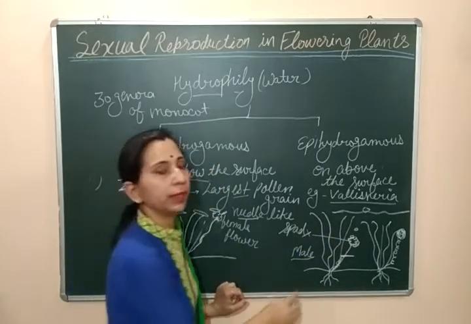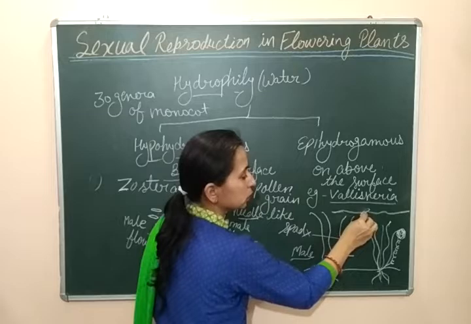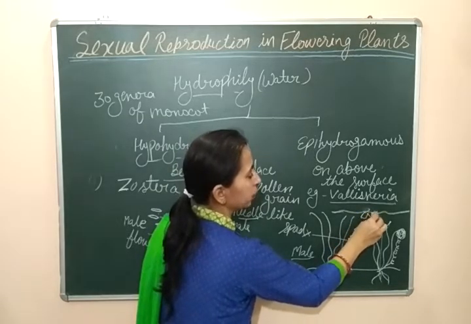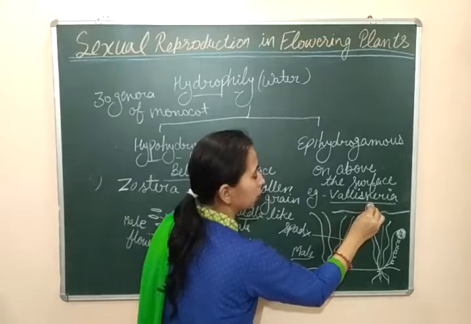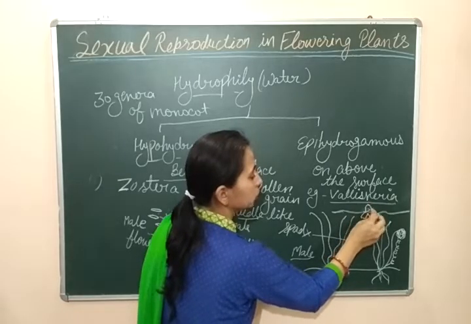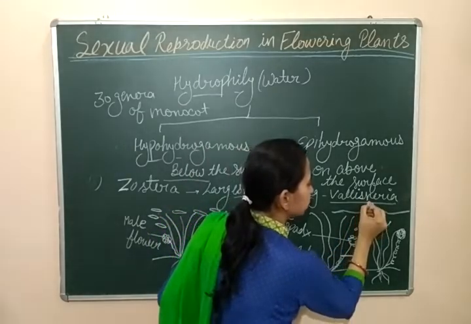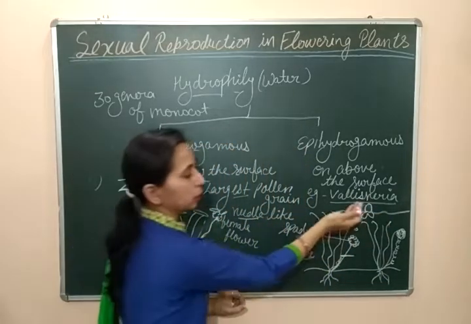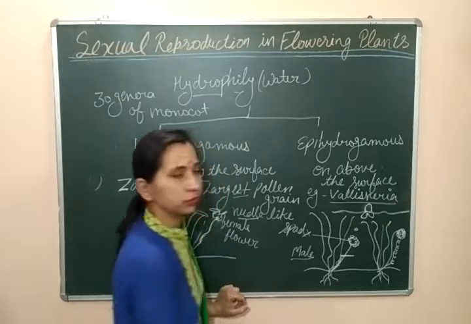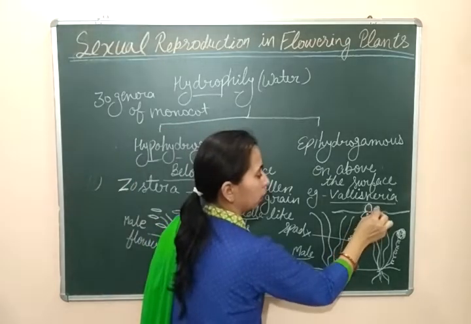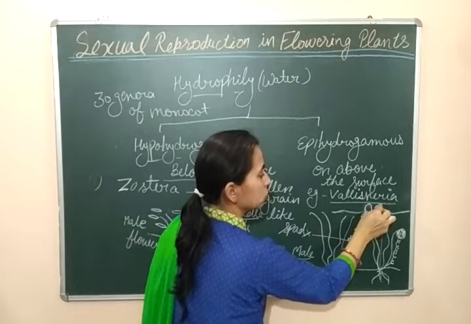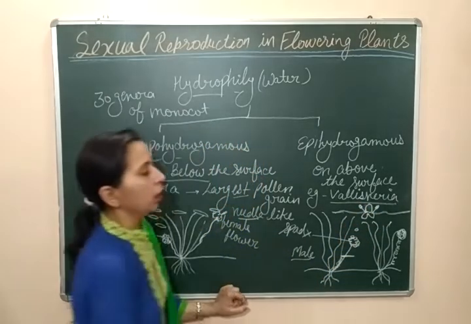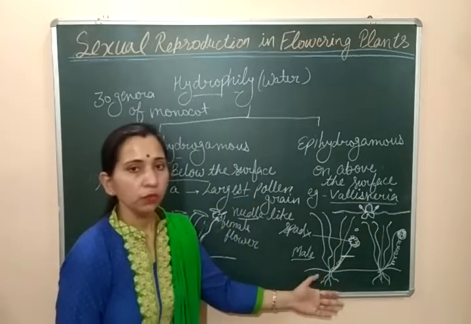Out of these 3 tepals, 2 tepals remain submerged, and 1 tepal will remain on the above side. Two tepals remain at the below side of the water level, and 1 will remain above. And here it has the stamen. Now let's see what happens here.